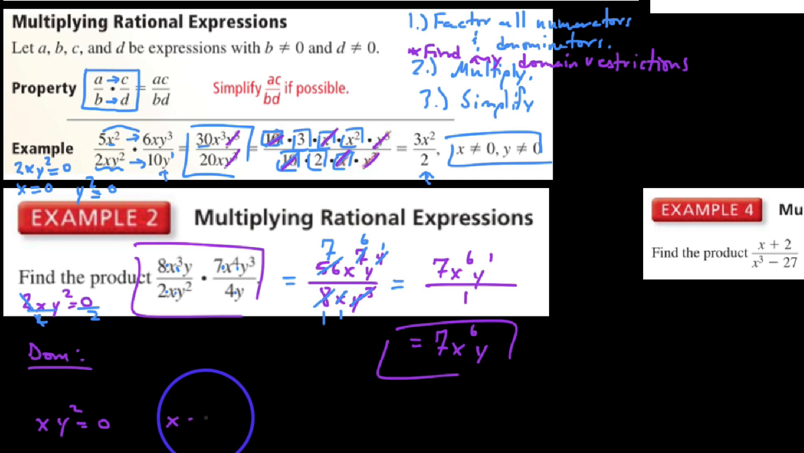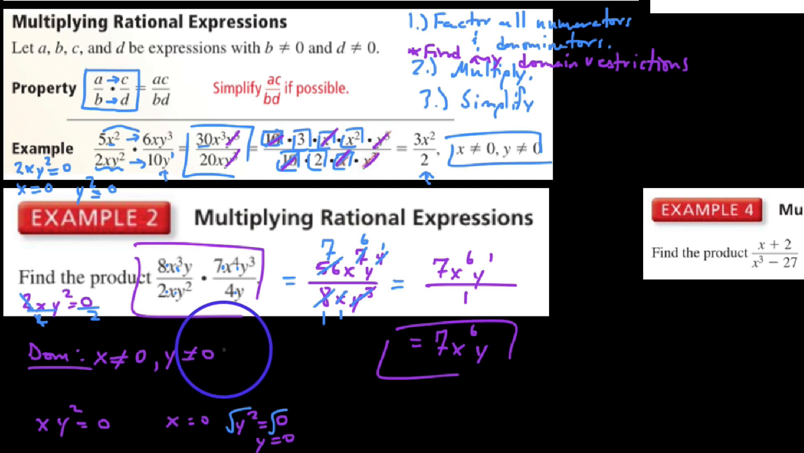So either x equals 0 or y squared equals 0, which is easy to solve. Just take the square root of 0. We get y is 0. So we would say that our domain must exclude an x value of 0 and a y value of 0. Also true over here, we see that we have no variable expression in the denominator. So this won't have any additional restrictions on our simplified form.